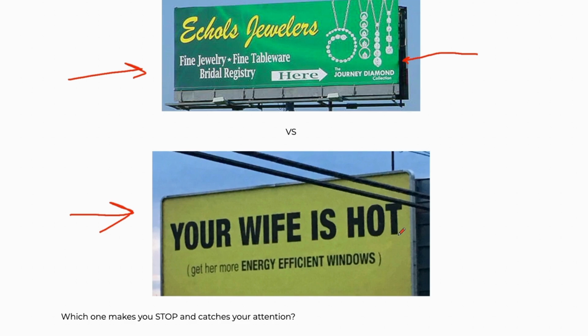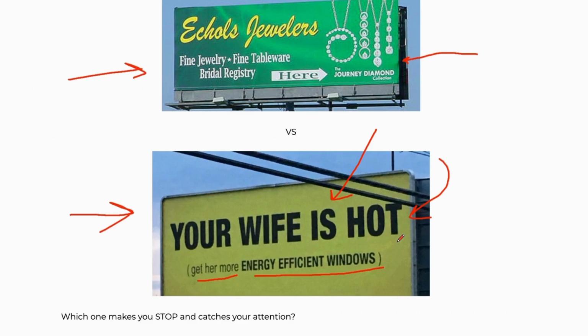Your wife is hot. You're like, what? Wait a second, what? And so this is kind of a combination of great copy, right? Because your wife is hot, that's the words, but you're going to see that it's black, all capital, and then it's on the background of that yellow. And then over here it says, get her more energy efficient windows. And you'll see on here, it's lowercase over here, but then it's capital and bolded over here. That's what we're talking about when we talk about creative and really combining it with copywriting.